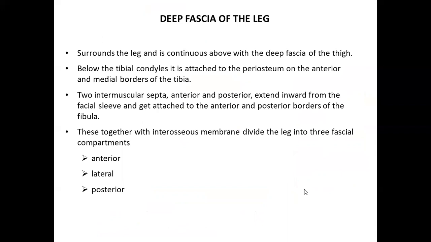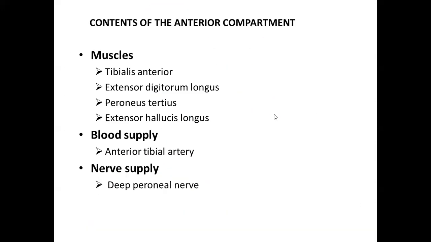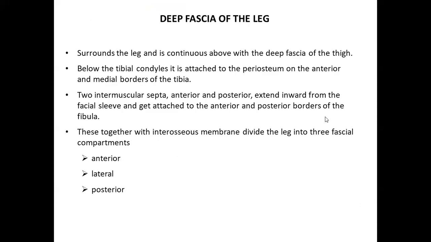We have two intermuscular septa, the anterior and the posterior, that extend inwards, and they are attached to the anterior and the posterior border of the fibula. The whole of the leg is divided by the interosseous membrane and these septa into three compartments. We have an anterior compartment, a lateral compartment, and a posterior compartment.